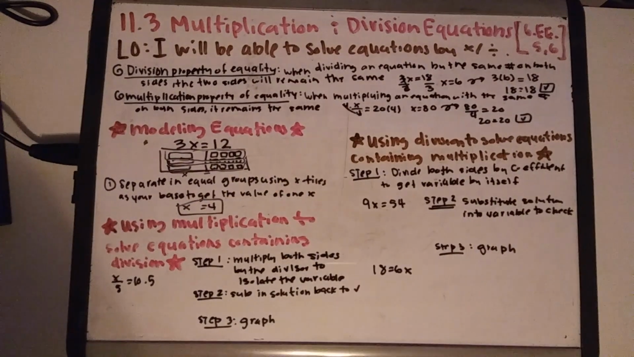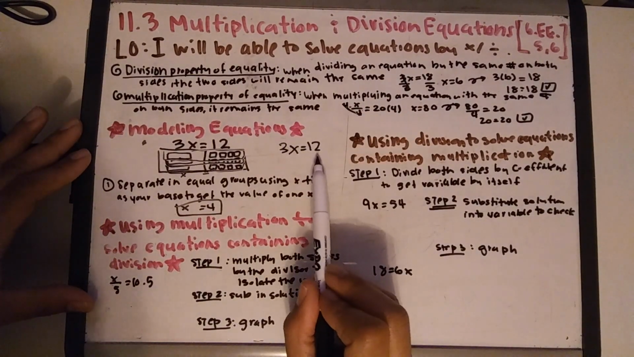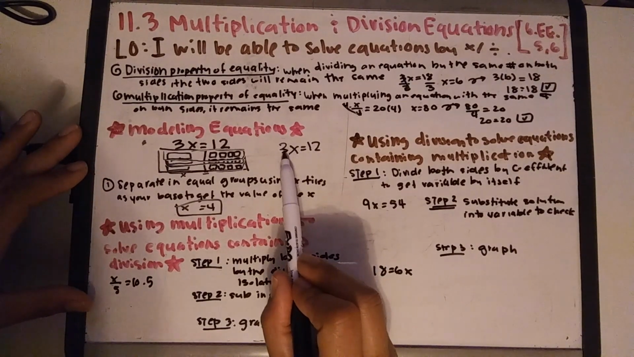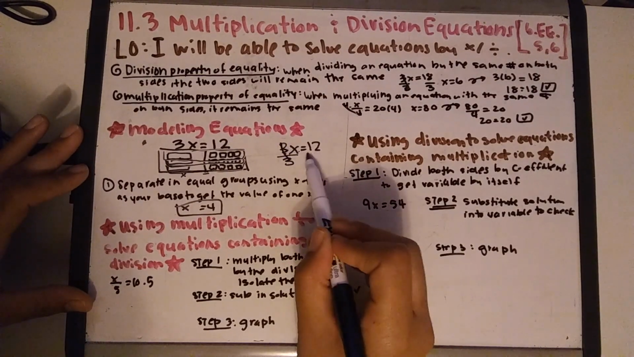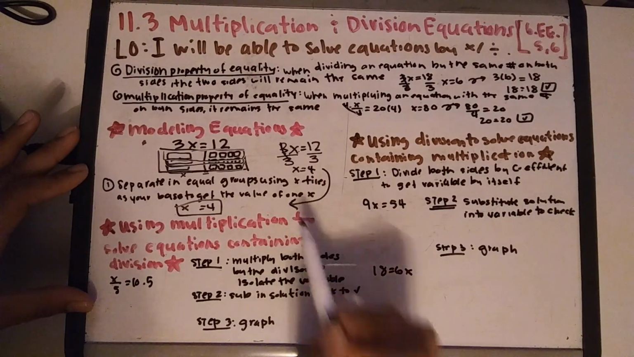If I were to solve it regularly, I would just have to go like this because I want to isolate my x, so I want to do the opposite of this. This is multiplication, so the opposite is division. I want to get rid of the 3. What I do to one side, I do to the other side, and end up with x equals 4, which is the same answer, okay?